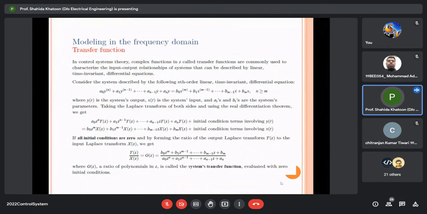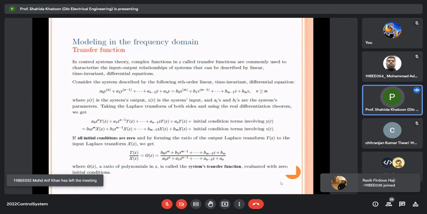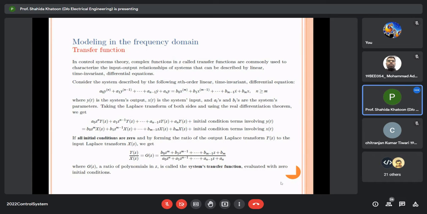Taking the Laplace transform on both sides and using the differentiation theorem, we get a naught s to the power n Y(s) plus a1 s to the power n minus 1 Y(s) up to a(n-1) s Y(s) plus a n Y(s) plus initial condition terms involving y(t). This becomes equal to b naught s to the power m X(s) plus b1 s to the power m minus 1 X(s) plus b2 s to the power m minus 2 X(s) up to b(m-1) s X(s) plus bm X(s) plus initial condition terms involving x(t).